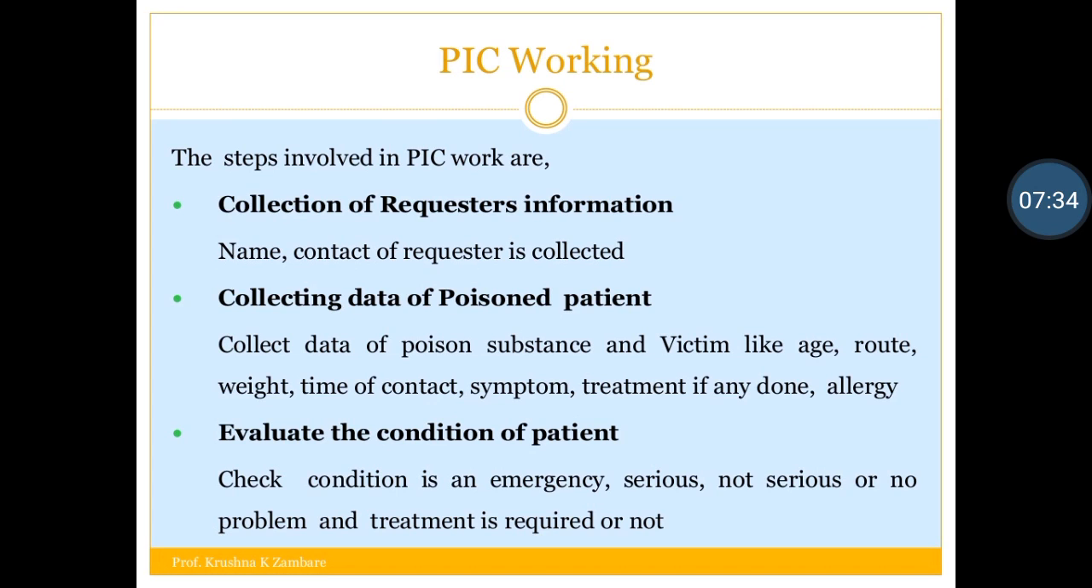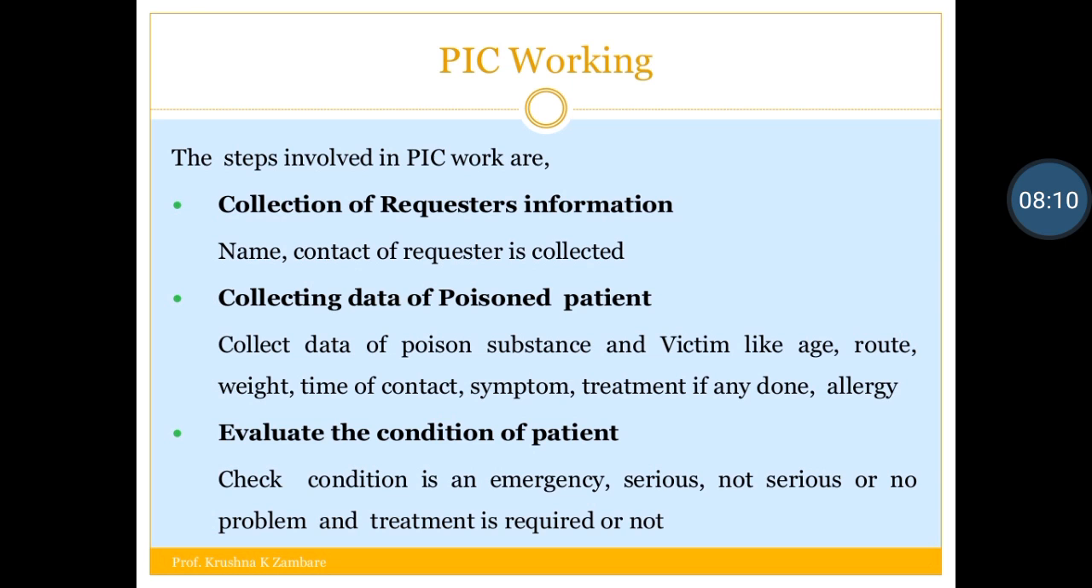Next, the steps involved in the PIC work, the poison information center work, are: collection of requester information, that is the name and contact of the requester. Who is requesting the information? All information about the requesting person should be collected. Collecting data of the poisoned patient: collect data on the poison substance and the victim, like age, and the route of poisoning, whether eyes, nose, throat, ear, injection or oral. Then the weight of the patient, and the time of contact, the time at which the patient encountered the poison.